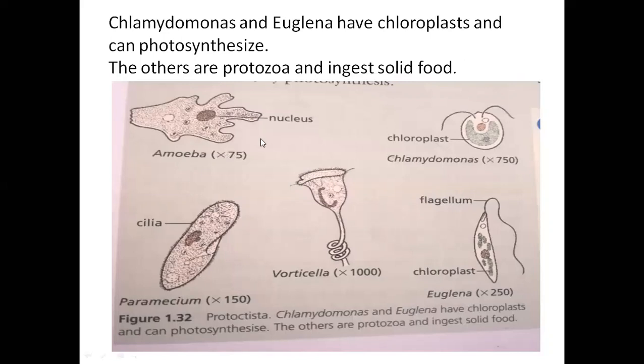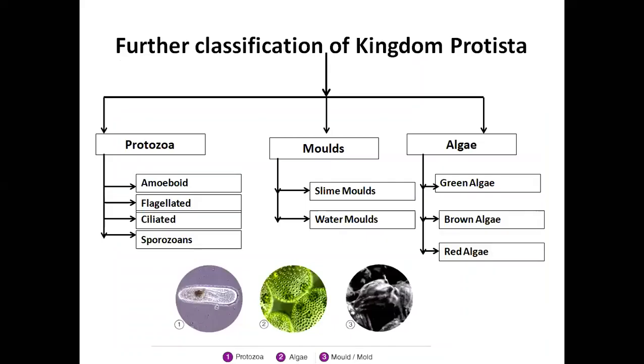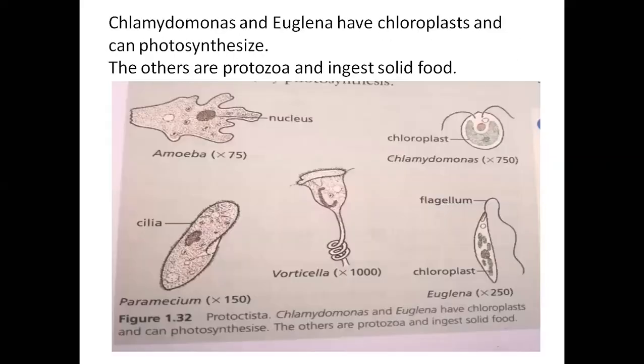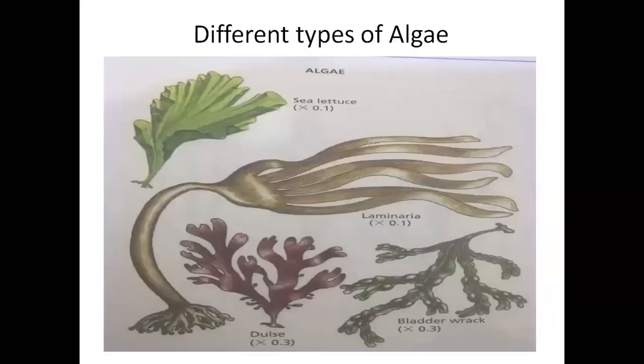Further classification of this kingdom is not required here. We are not going into detail, but this kingdom can be classified into protozoa, molds, and algae. Three further types: protozoa, molds, and algae. That's it, just remember this, it is enough. I've taken this picture from a book, and these are the different types of algae. Okay, then comes kingdom fungi. You can pronounce it either way.